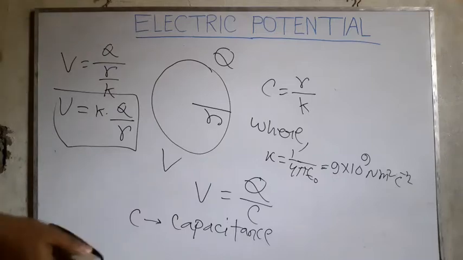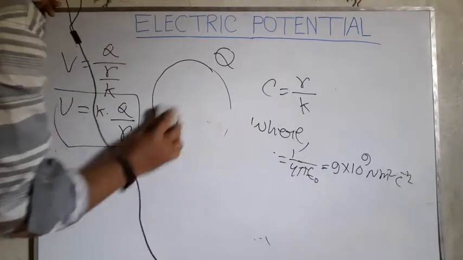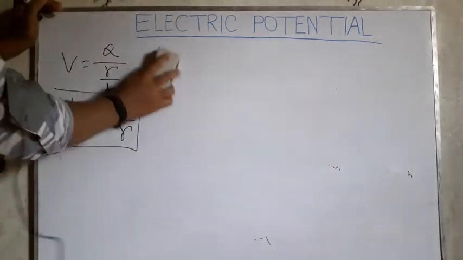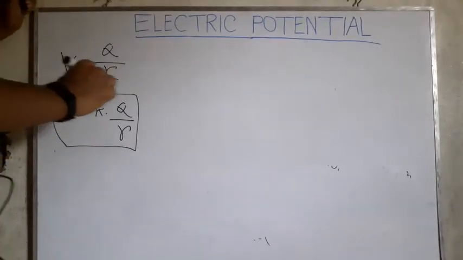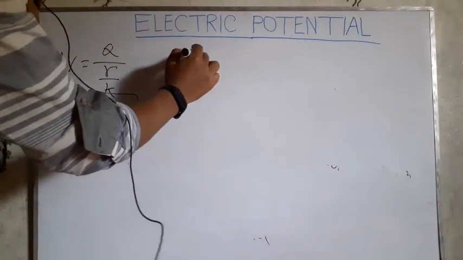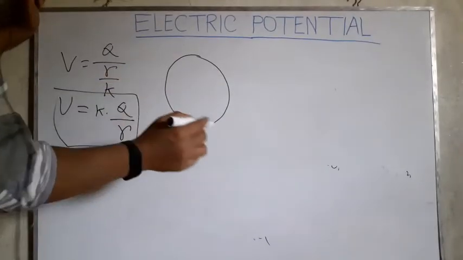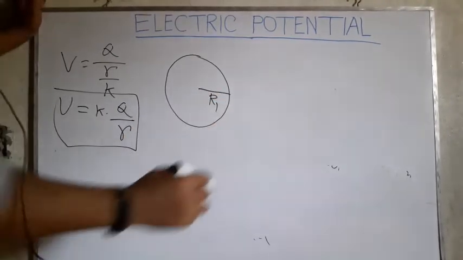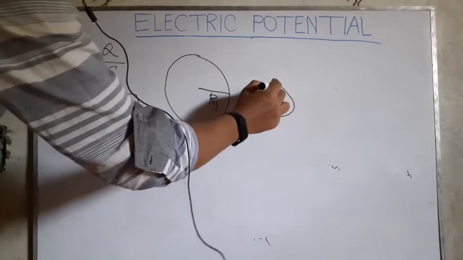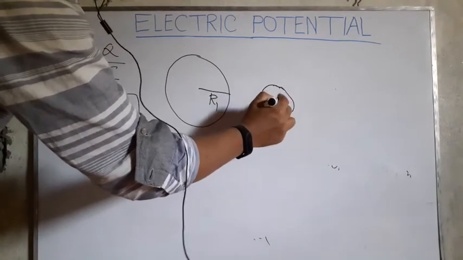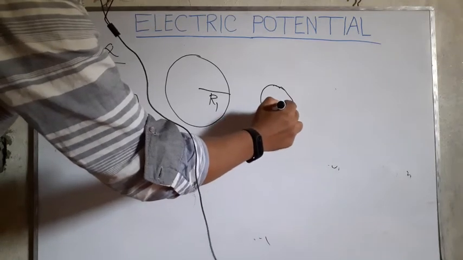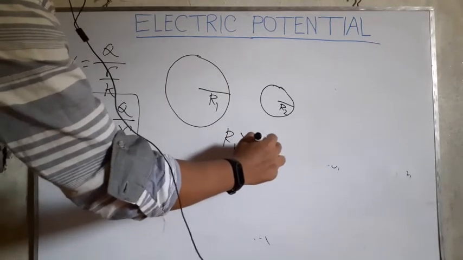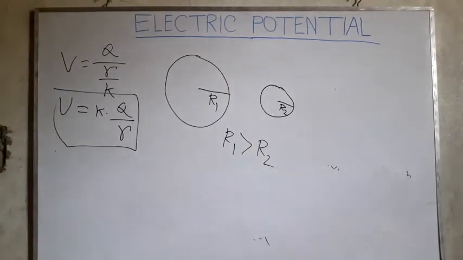Now, consider two bodies of different radius. Suppose one body is this, its radius is r1, and another body, its radius is r2. Obviously r1 is greater than r2.